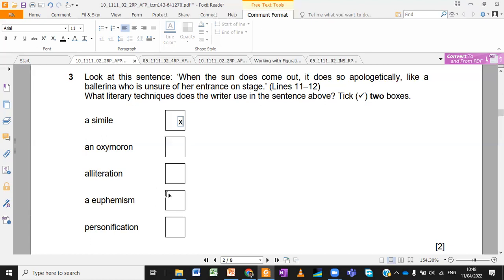Look at the options here. Oxymoron? It's not oxymoron. Do not guess. I just gave you a clue. The sun is described as a ballerina, as a woman going on stage to perform. Oh, it's personification. Perfect, personification. So don't throw away your marks. When the sun does come out, it does so apologetically, giving the sun human traits, like someone who's going to dance.